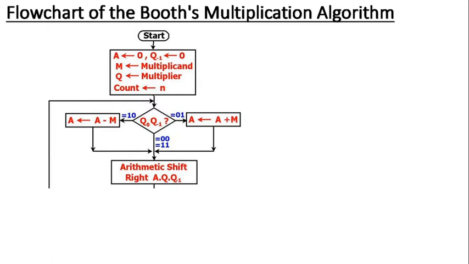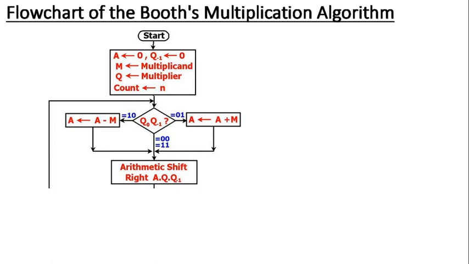Okay, the total number of bits which are arithmetically shifted towards right is 2n plus 1, because register A is n bits, register Q is n bits, and Q minus 1 is a single bit. It means in Booth's multiplication algorithm, based on the Q0, Q minus 1 bits, the arithmetic shift right operation will always be performed towards the end of each iteration.